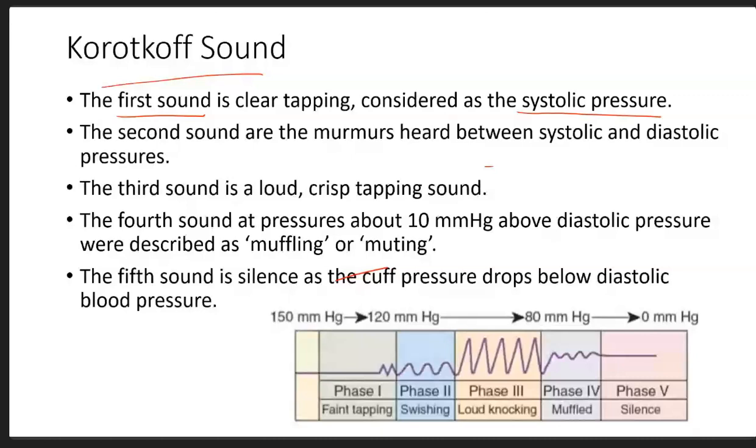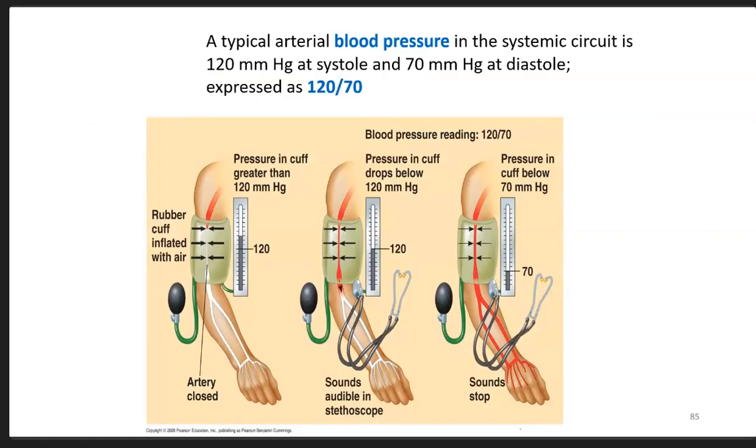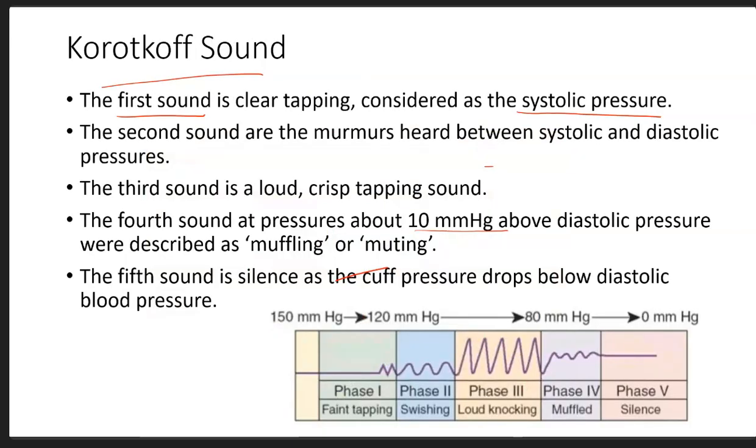Banyak sound dia. And then the fourth sound at pressure about 10 mm mercury above diastolic pressure were described as muffling or muting. The fifth sound is silent as the cuff pressure drops below diastolic pressure. So that is the Korotkov sound. So dia ada phase dia lah, phase 1, phase 2, phase 3, phase 4 and phase 5.